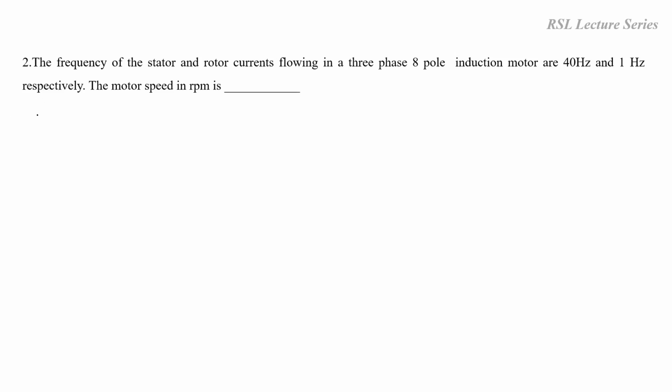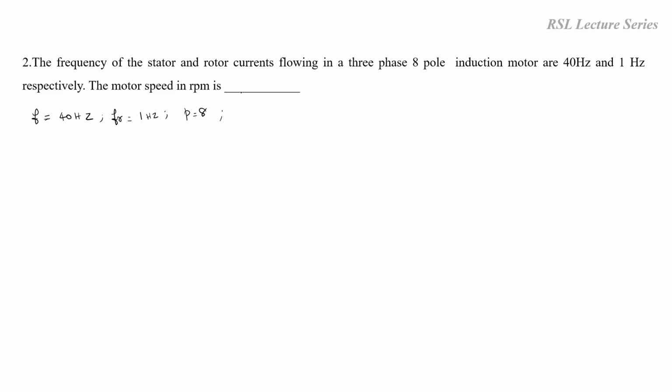Okay. So the frequency of stator is written as F. So this is nothing but the supply frequency, 40 Hz in this case. And the frequency of the rotor current is given by FR, 1 Hz. And then the number of poles of the induction motor is given, 8 poles.